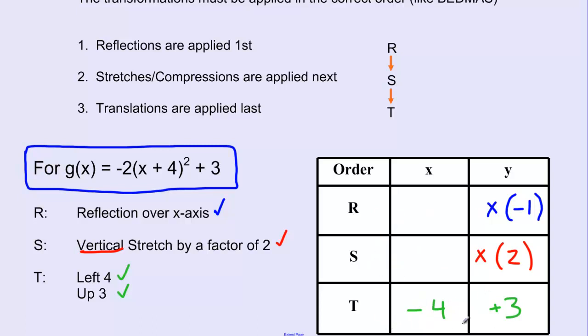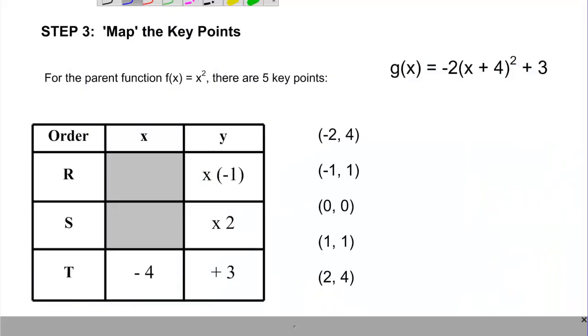Okay, so let's use this chart to now take our original parabola y equals x squared and move it to its new function g at x equals -2 bracket x plus 4 all squared plus 3. So step 3 in our process is to now map the key points to their new locations.